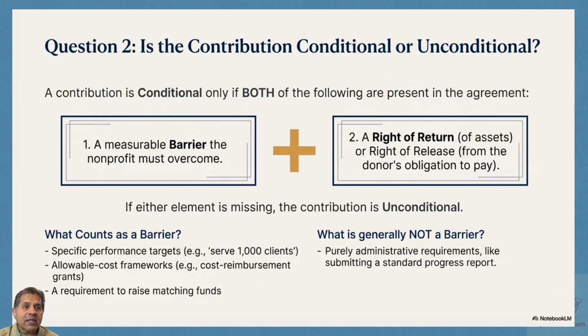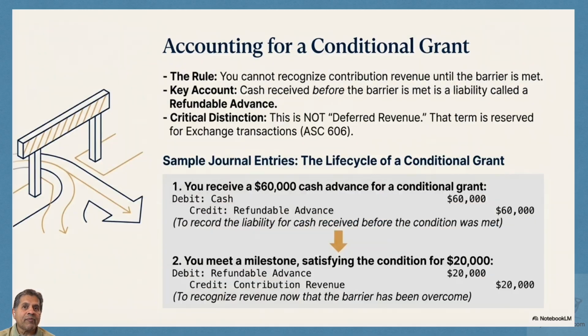Now, if we decided it's a contribution, we move to question number 2. Is it conditional? A contribution is conditional only if it has 2 things. 1, a barrier, a measurable target. Example, serve 1,000 kids or spend this money on allowable costs. 2, a right of return, a clause that says, if you don't do this, give the money back. If it's missing either one, it's unconditional. Note that a standard progress report that's required is not a barrier. That's just an administrative task.